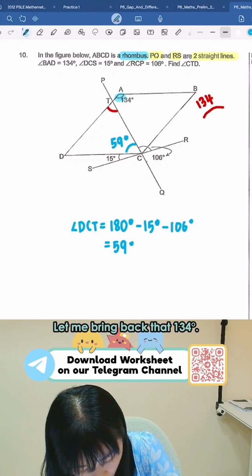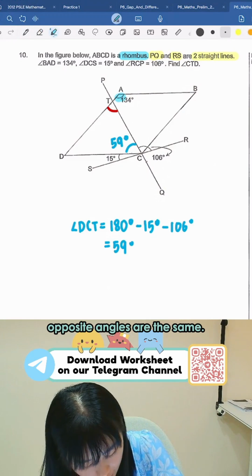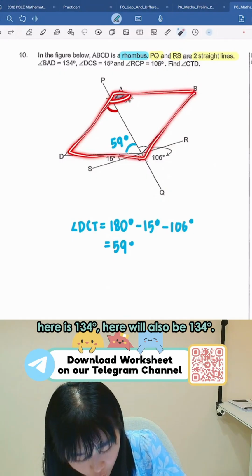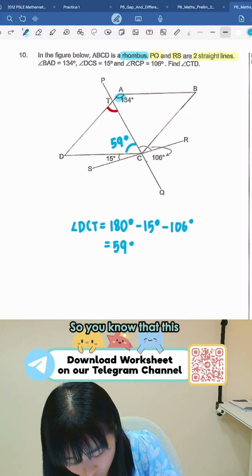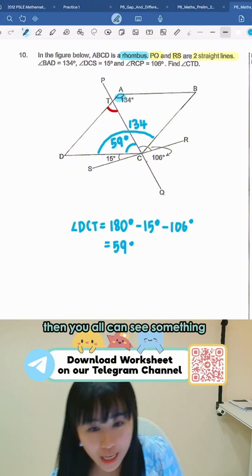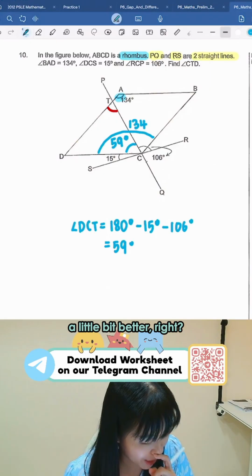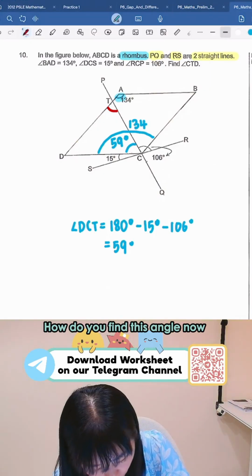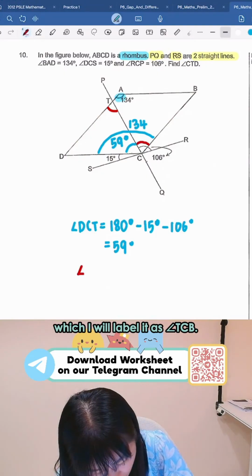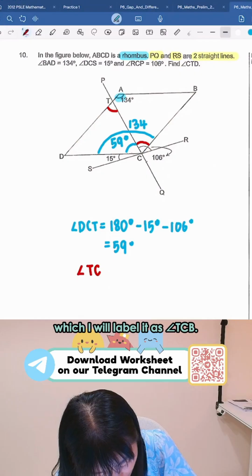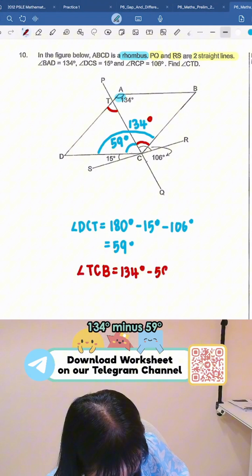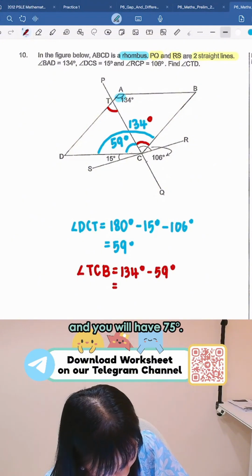Okay, let me bring back that 134. Just now you told me that diagonally opposite angles are the same. So in your rhombus, here is 134, here will also be 134. So you know that this whole big angle right here is 134. Then you can see something a little better. How do you find this angle now, which I will label as TCB? TCB is 134 degrees minus 59 degrees, and you will have 75 degrees.